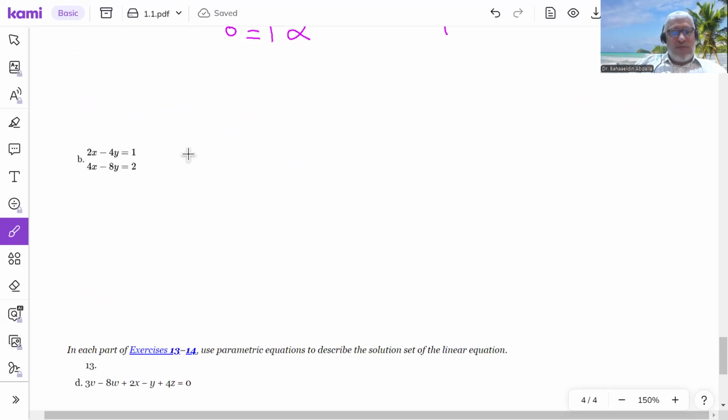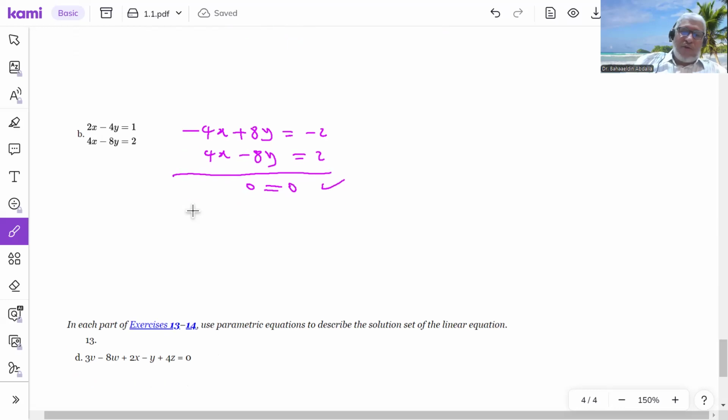Also, I will multiply the first equation by negative 2 and the second equation as it is. Add the two equations together. I have 0 equals 0. So here I have infinitely many solutions.